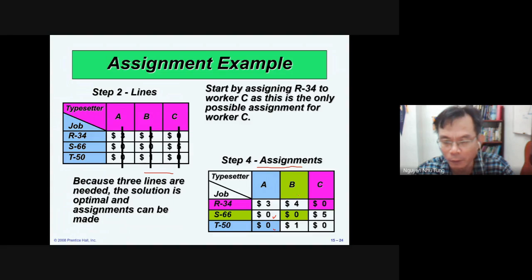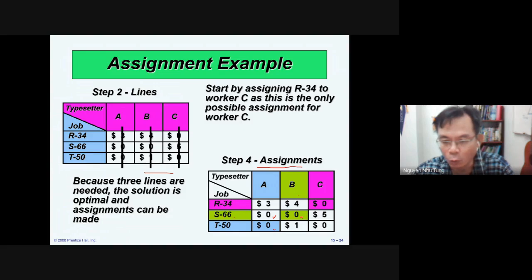Now move right to B. There's only one 0 for B, so it means that B should be assigned to do S66. Look at the cell with 0, and the 0 will tell you who will do what. So B should be assigned to do S66 for the smallest assignment cost.